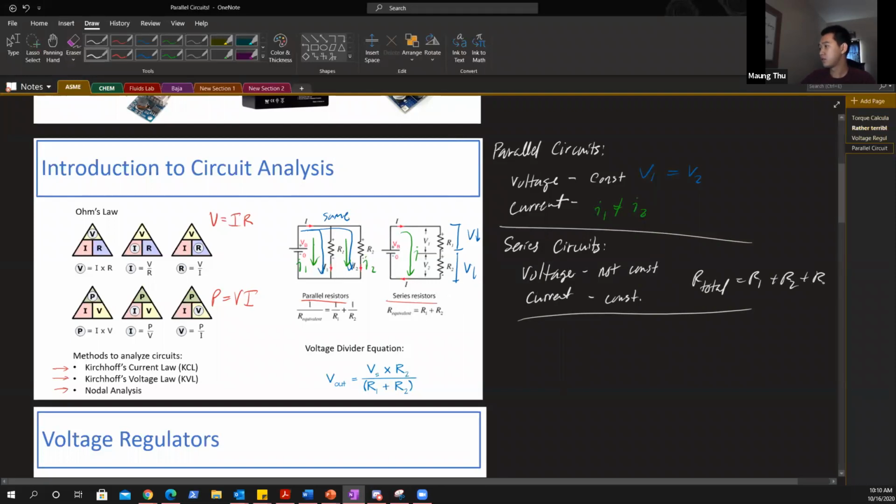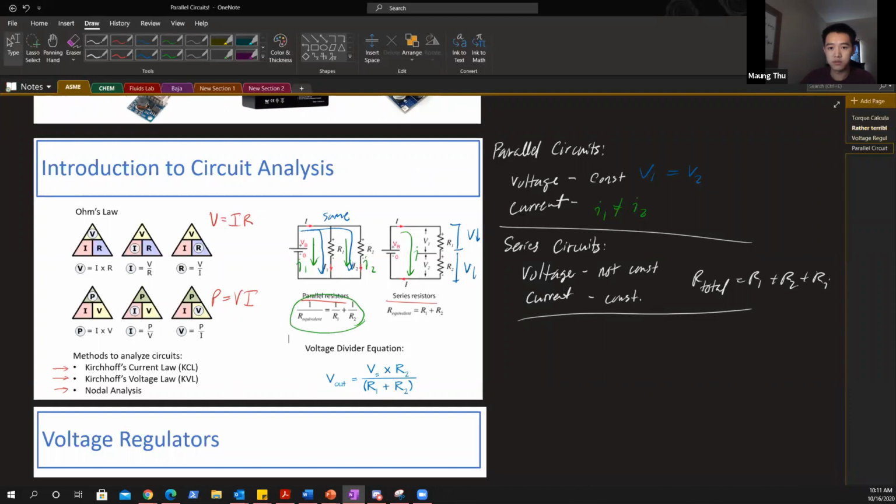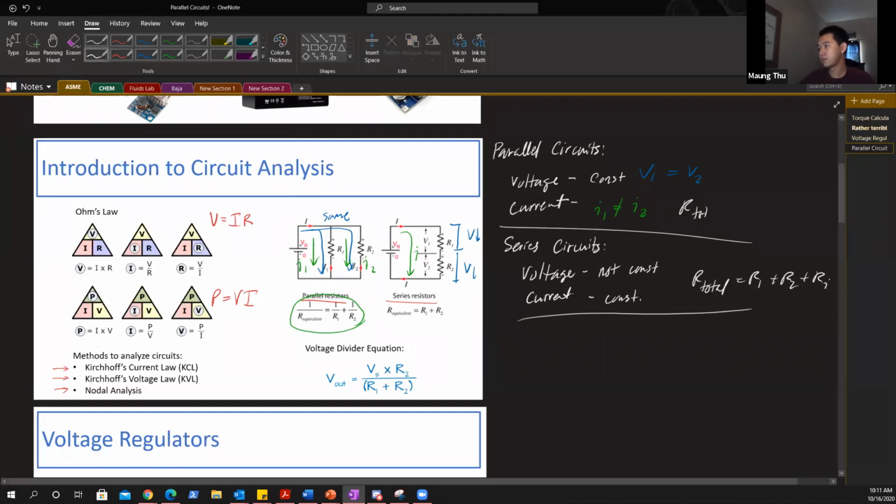You simply add them together. When it comes to parallel circuits, it's different, as you can see in the picture right here. If I move on. Yes, it's different. Most of the time, there is an equation that you should memorize when it comes to adding up parallel resistors, which is this.